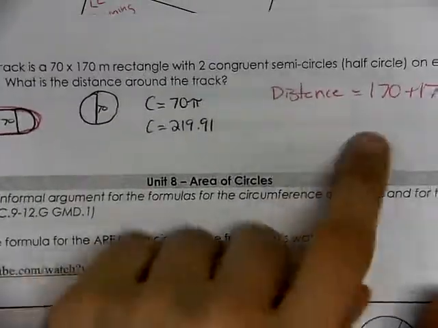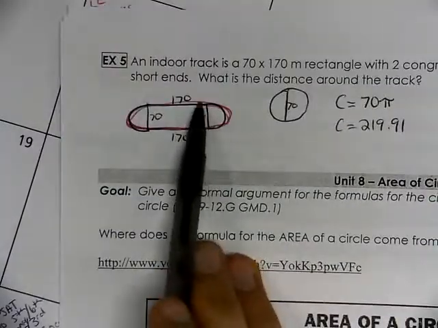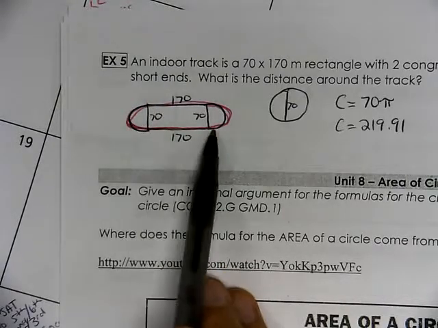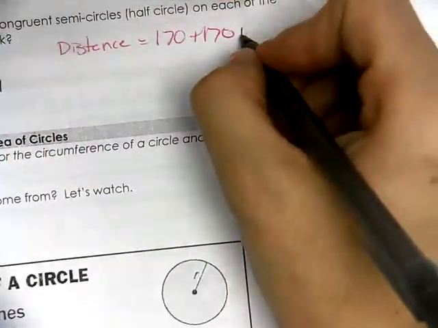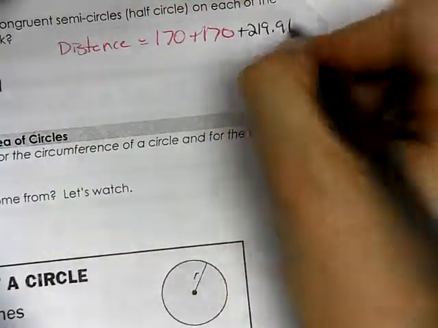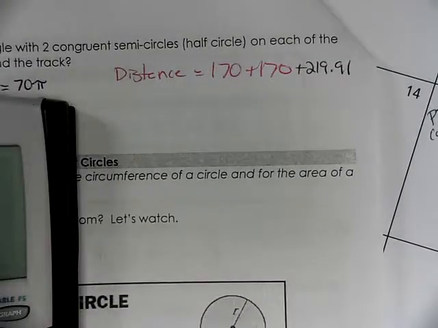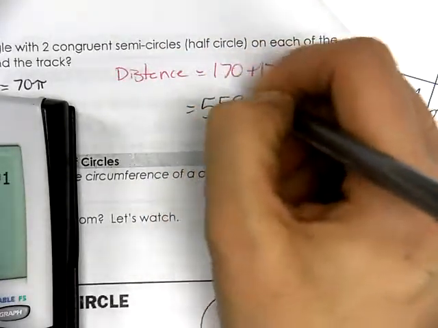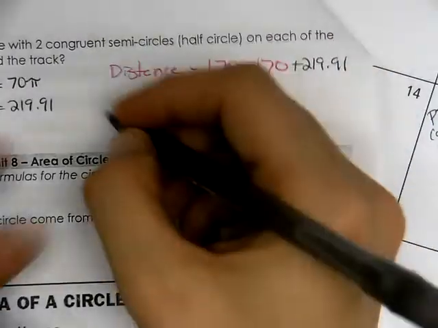So I'm going to add that to the distance I already ran. If I start here, I run 170 meters, then half of my 219, 170 meters, then the other half of my 219. So if I were to run one lap, I run 559.91 meters. Okay, so this track is slightly bigger than normal.